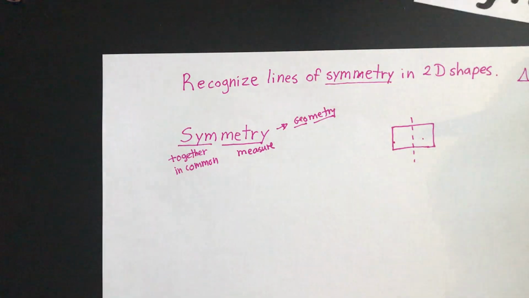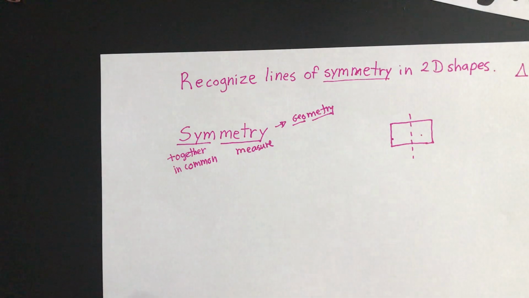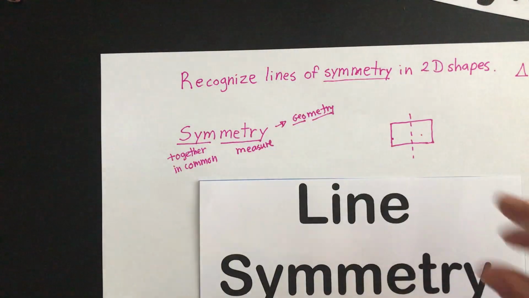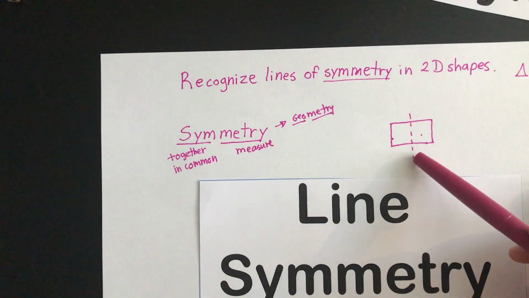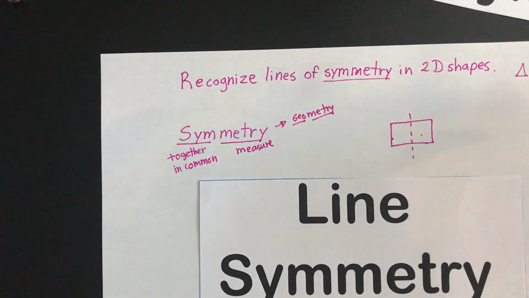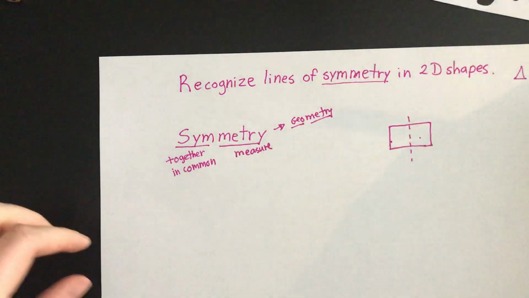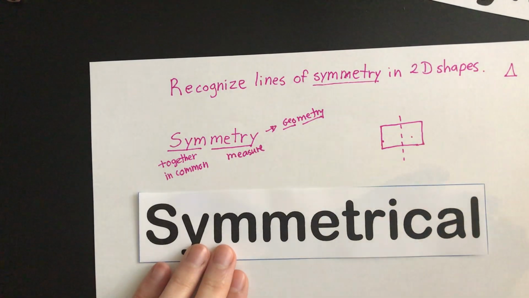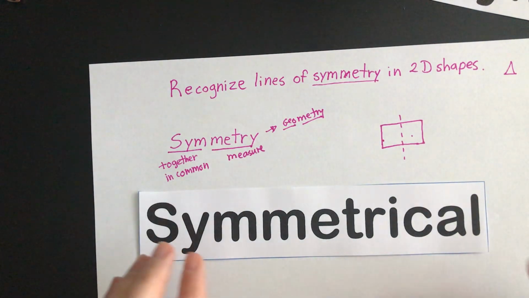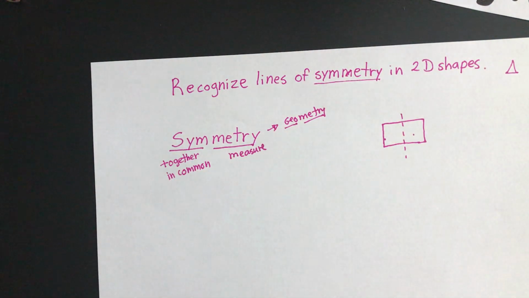And there is many different ways that a shape can have symmetry. Okay, we're going to be focusing on something we call line symmetry. Okay, so line symmetry, just like you can imagine, has to do with a line on the shape and the two sides having symmetry. Okay, and when a shape has symmetry, we say that it is symmetrical. All these fancy words. Symmetrical. So let's look at an example of line symmetry.